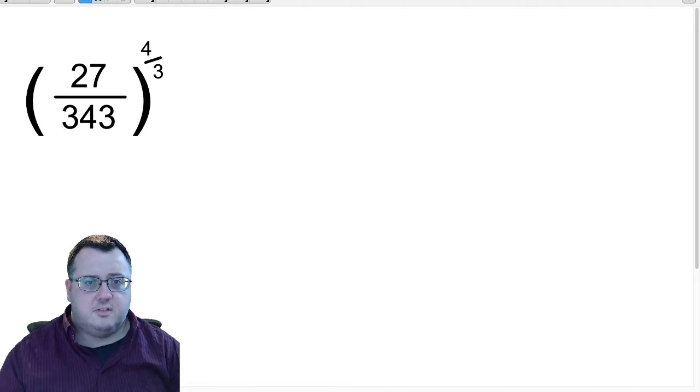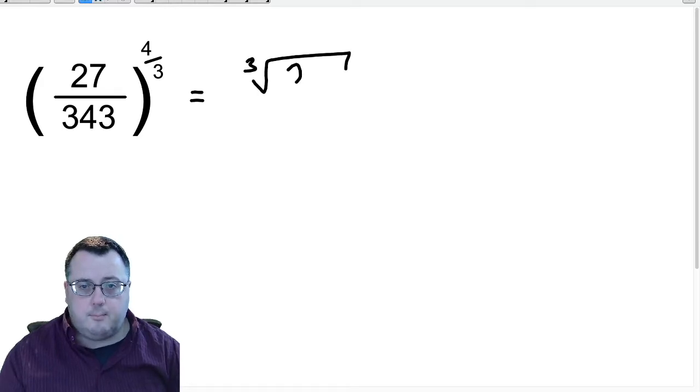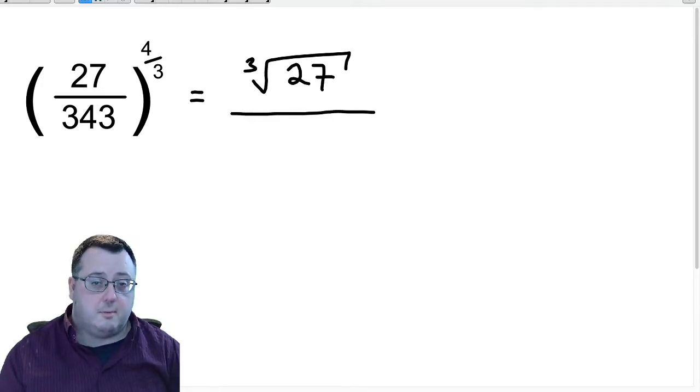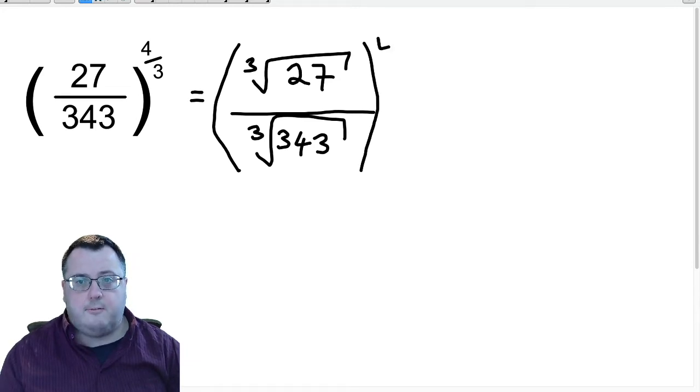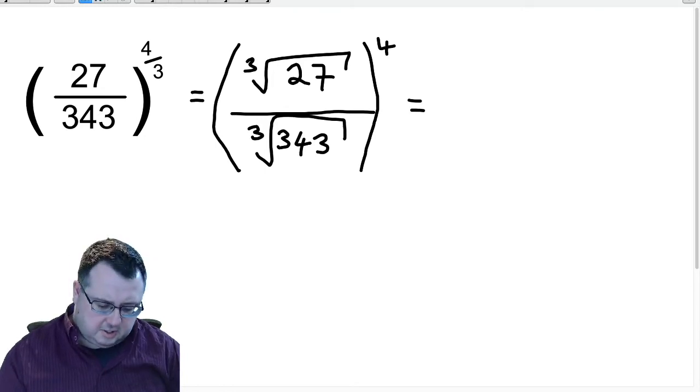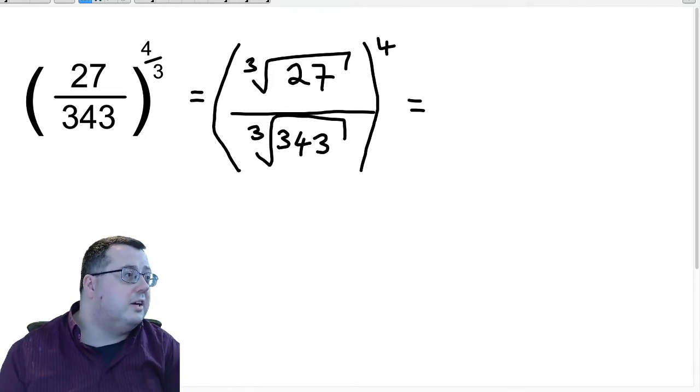Okay, so we will get the cube root on top, 27, and on the numerator, sorry, on the denominator, we will also get the cube root of 343, and that is going to be raised to the power 4. Put in an equals sign, calculator again.